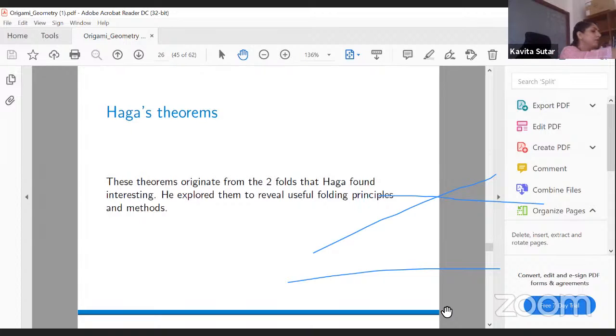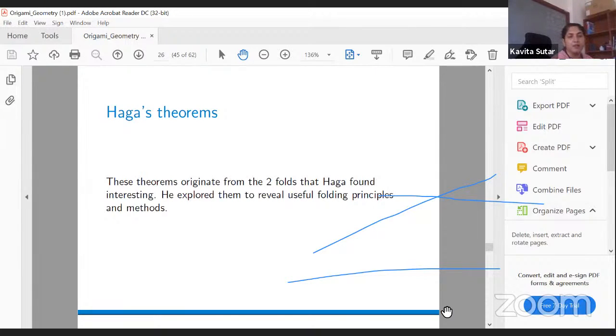No, it won't turn horizontal. Yeah, there it is. Okay. So now, if you can see this piece of paper, what I'm going to do is quickly show you Hager's first theorem.